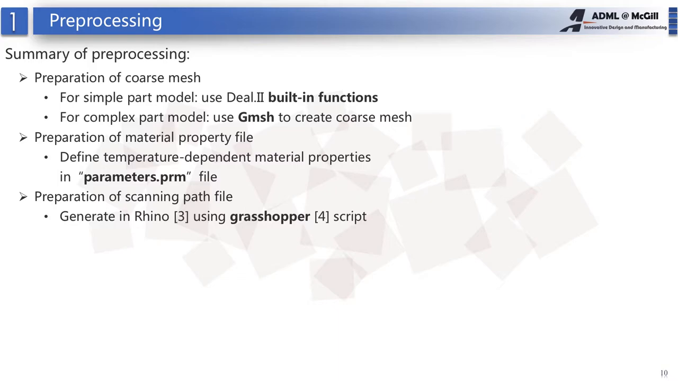So at this point, we have prepared all the necessary input files. To summarize, in the pre-process stage, we mainly need to prepare three things: cost mesh, material property file, and the scanning path file. Next, I'll show you how to compile, build, and run a case study using our FE code.